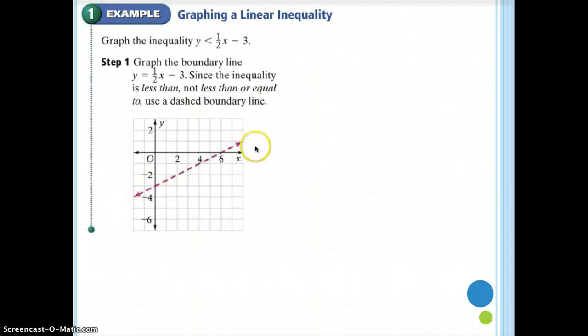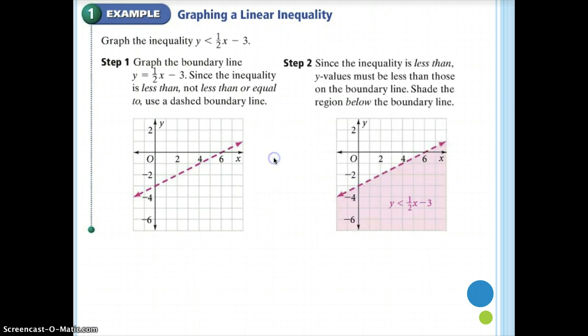All right, so here's our line. The final decision to make is whether or not we shade above or below. And again, we look to the inequality. Because y is less than the rest of it, we'll shade below, down here, where the values of y are smaller. And they're showing us the shading down here.